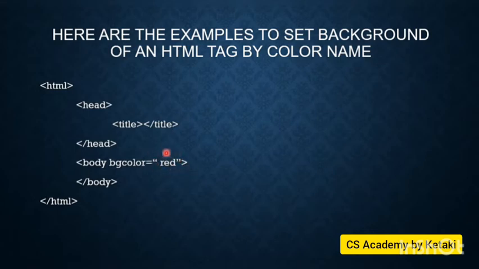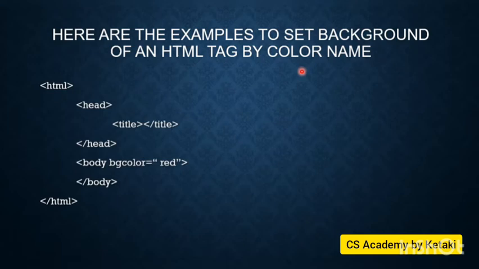Okay, so red is the name of that color. This is the first method to set the value of colors. Here is an example to set the background of HTML. By using bgcolor equals red, we will get a red background in your web pages. This is the first method to set color by using the color name, and this is the example. Please note it down, it will help you in revision.